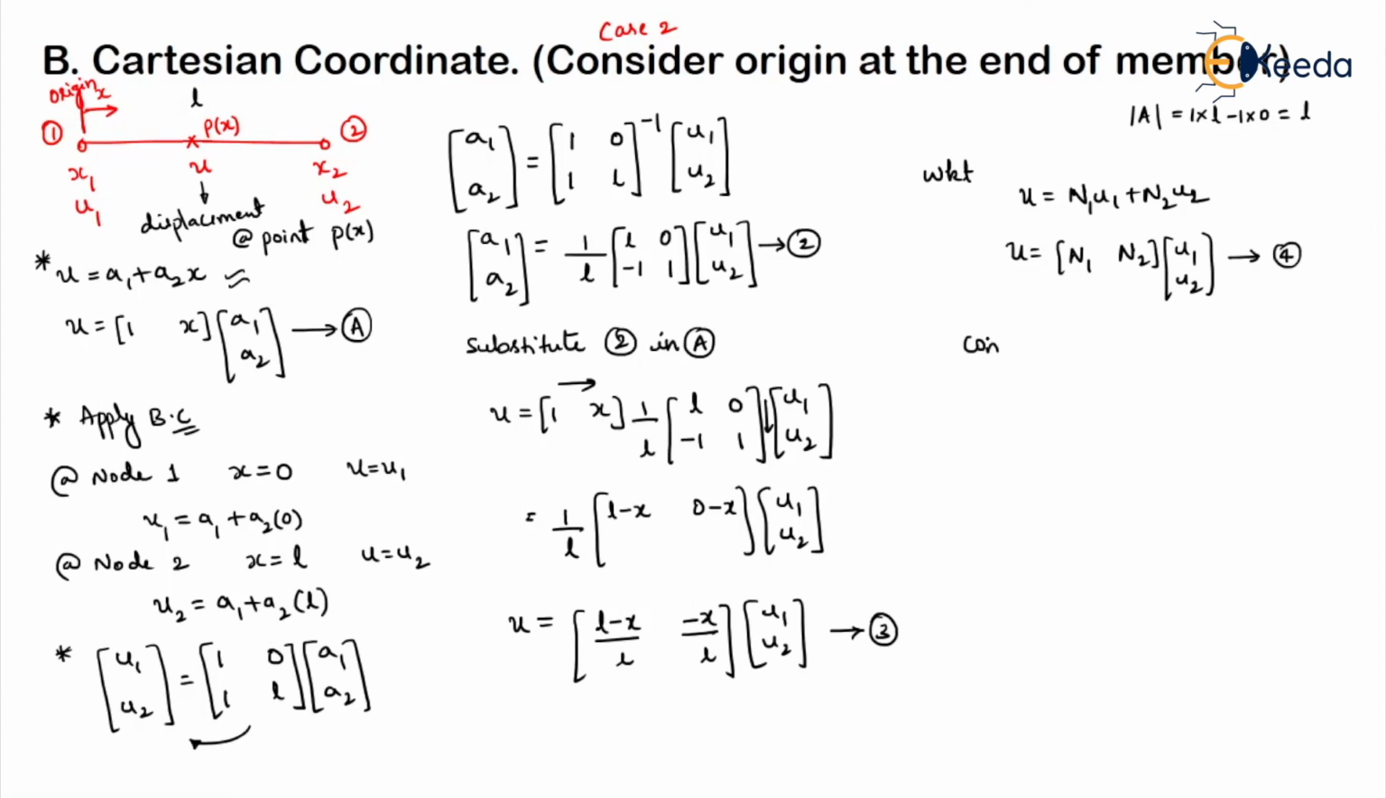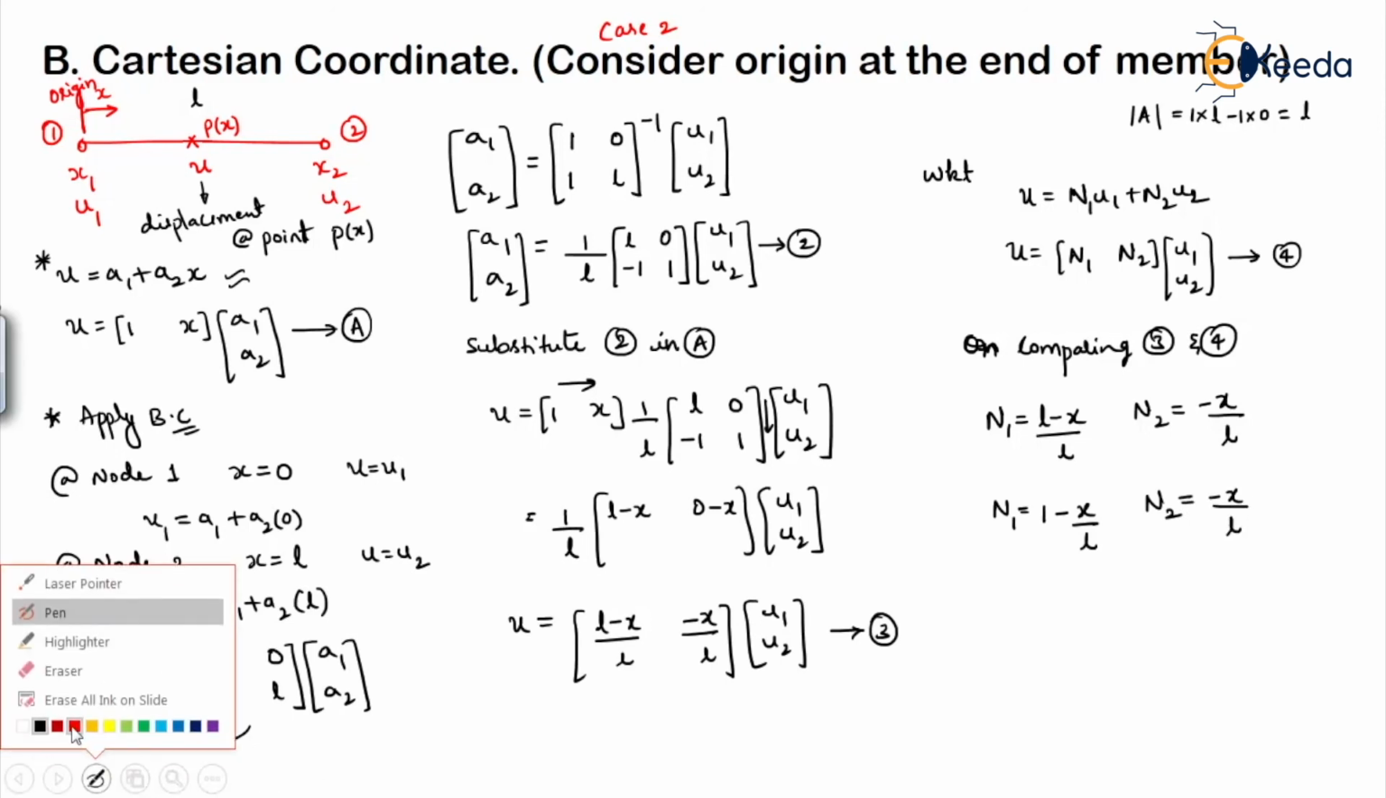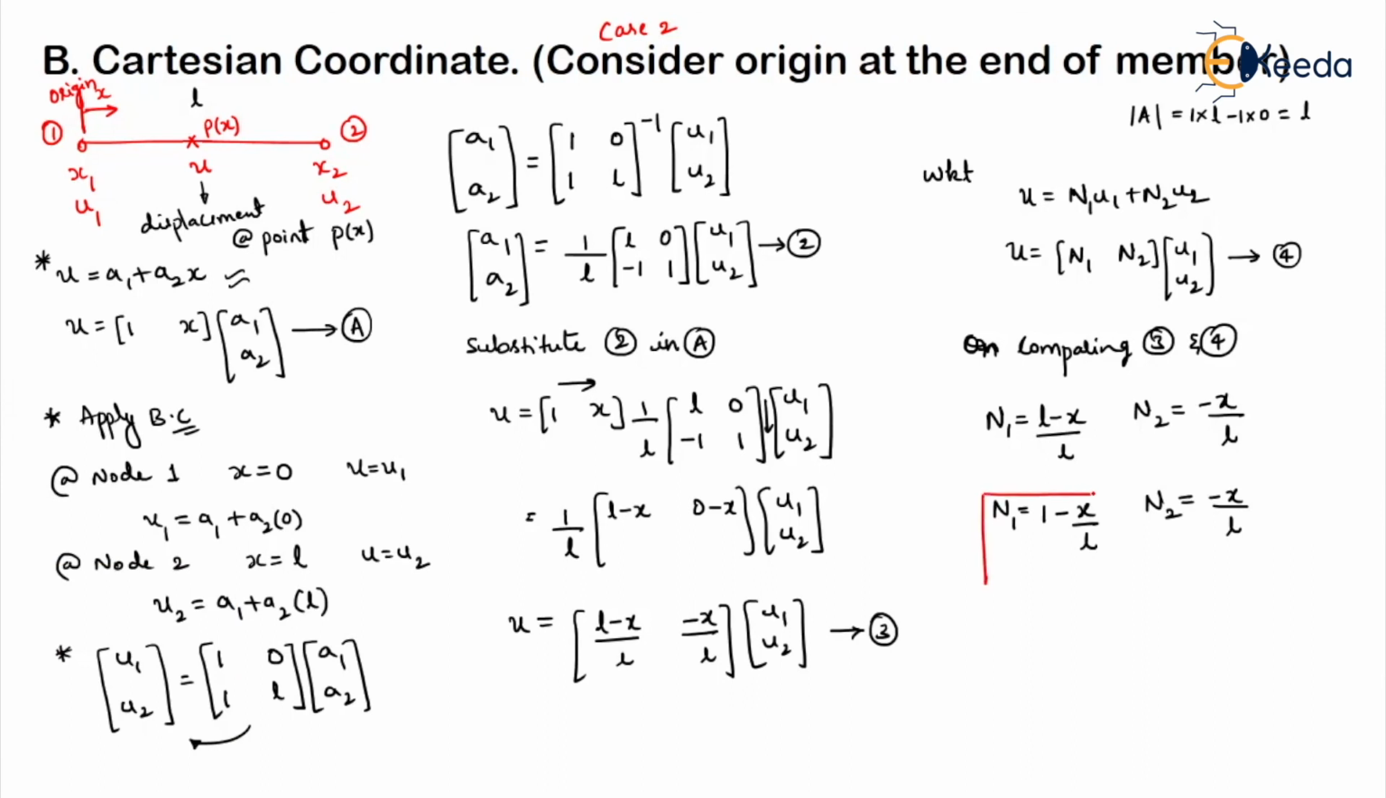So on comparing 3 and 4, compare these two. So what can you write? Your n1 is equal to L minus x by L and your n2 is equal to x by L. So further we can simplify this. If we take L for both, L by L minus x by L, it becomes 1 minus x by L. This is your n1 and x by L is your n2.